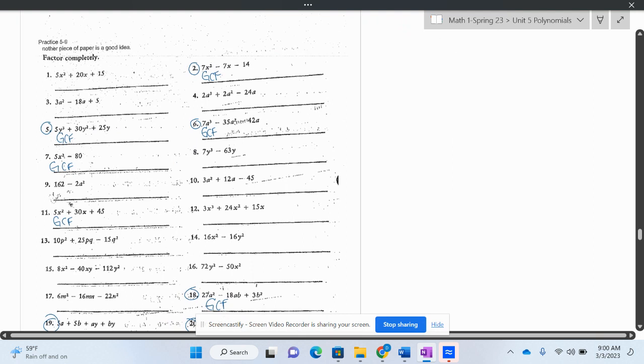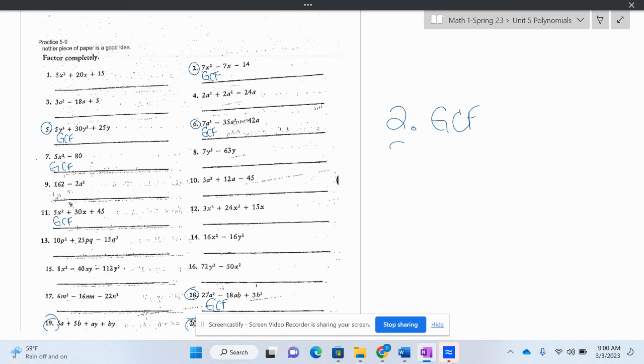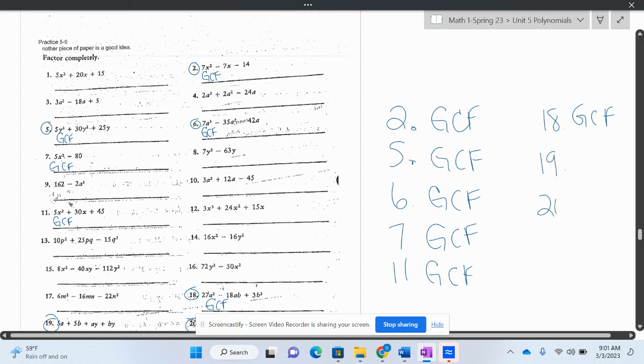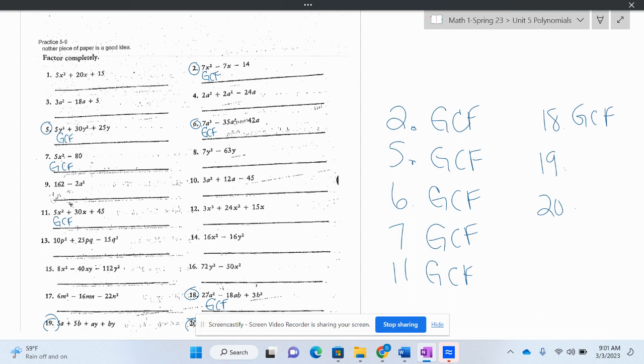Okay. So you are going to do number 2, and it has a GCF. You are going to do number 5. It also has a GCF. You are doing number 6. It has a GCF. Number 7 has a GCF. Number 11, it has a GCF. Number 18, it has a GCF. Number 19 and number 20. 1, 2, 3, 4, 5, 6, 7, 8. That's 8 problems. It's way better than the 12 that I had assigned to you.